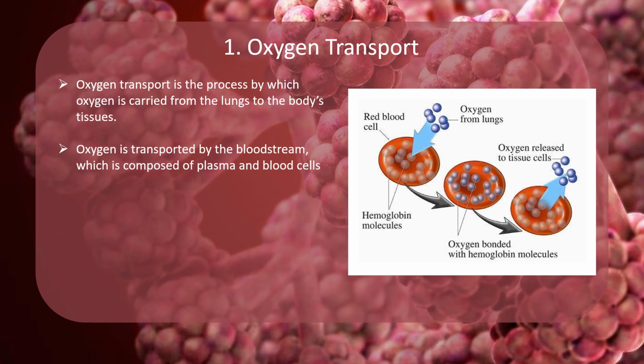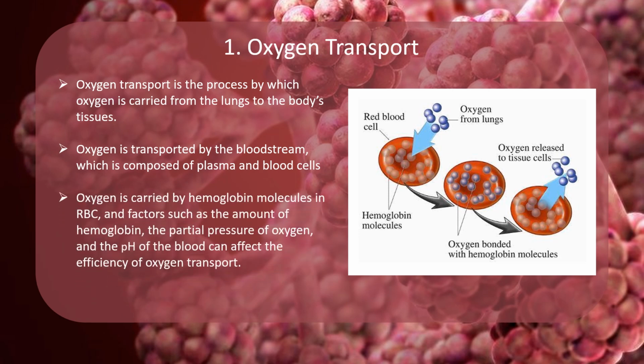Oxyhemoglobin is then transported through the pulmonary veins to the left side of the heart, which pumps it into the systemic circulation. The systemic circulation delivers oxygen-rich blood to the body's tissues, where oxygen is released from the hemoglobin molecules and diffuses into the cells for cellular respiration.